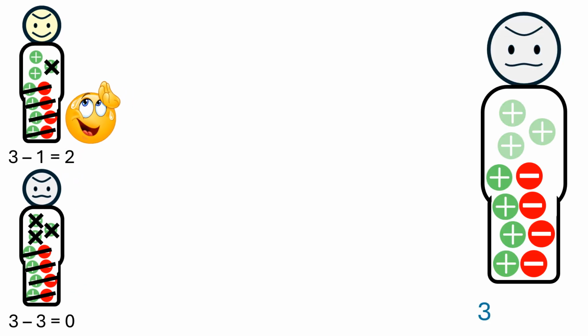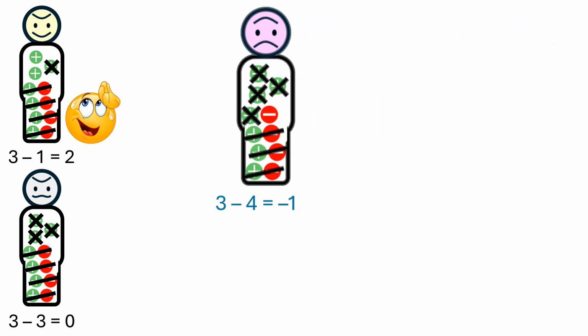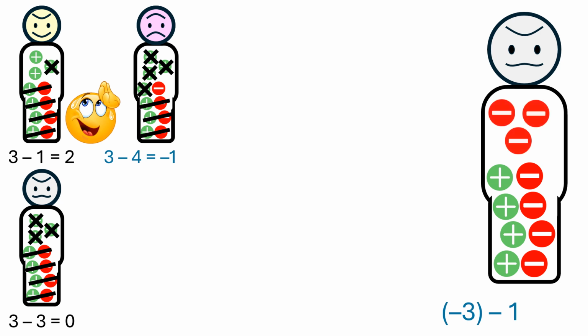What about 3 minus 4? Hey! More happiness is taken away than was added. So that's -1. Happiness is so much reduced that you become sad. Makes sense? Next up, what is -3 minus 1?